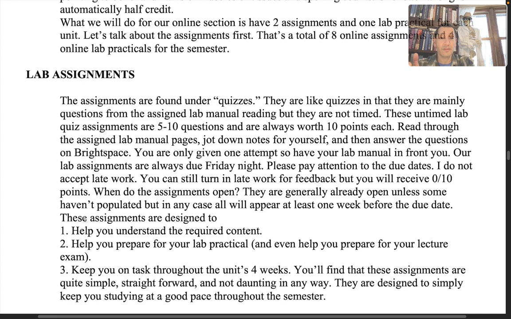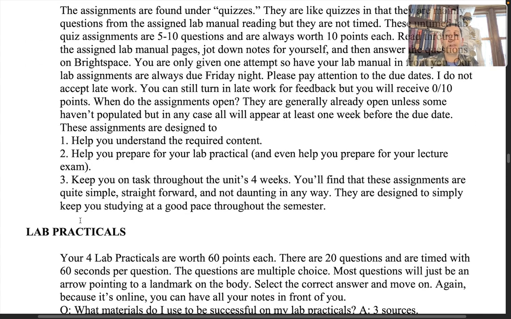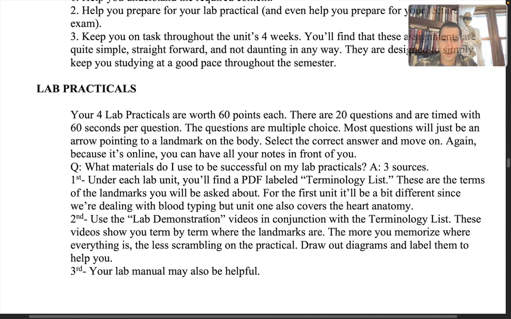Actually, these lab assignments are designed to, number 1, help you understand the required content, help you prepare for your lab practical, and even help you prepare for your lecture exam, because they go in conjunction, and keep you on task throughout the unit's 4 weeks. You'll find that these assignments are quite simple, straightforward, and not daunting in any way. They're designed to simply keep you studying at a good pace throughout the semester, so you don't do nothing all month long and then start to scramble one day before.